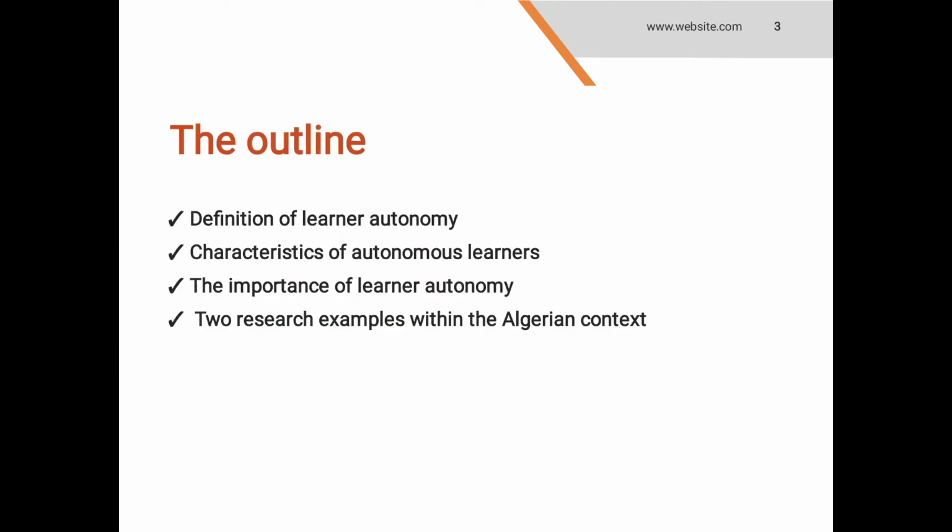The outline of my presentation is as follows. First, a definition of learner autonomy. Second, the characteristics of autonomous learners. Then, the importance of learner autonomy. And finally, two research examples within the Algerian context.